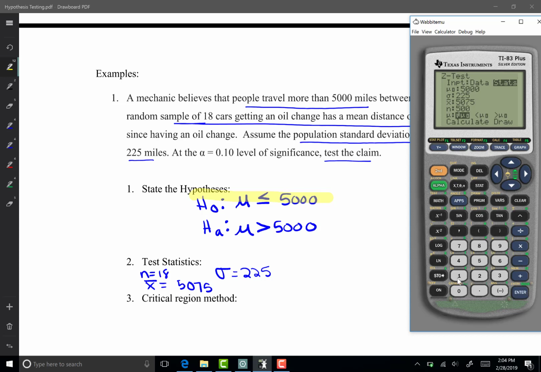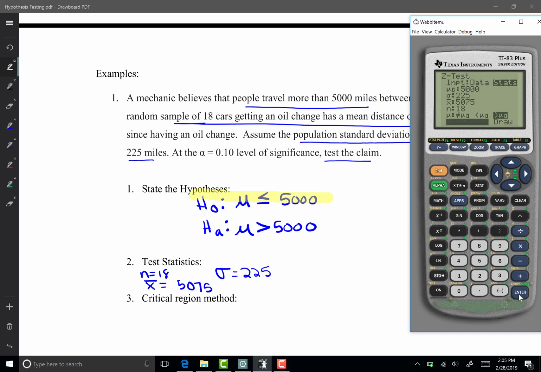My sample size is 18. And you can see I'm just typing over what was there. Now this is asking us, what's your alternative? Is it not equal to that value of 5,000? When it says mu naught, it means what you put here. Not equal to 5,000? Is it less than 5,000? Is it greater than 5,000? Looking at ours here, alternative is greater than 5,000. So we arrow here and then hit enter when it's flashing over that.